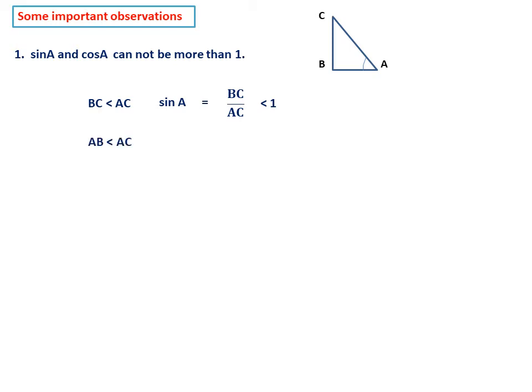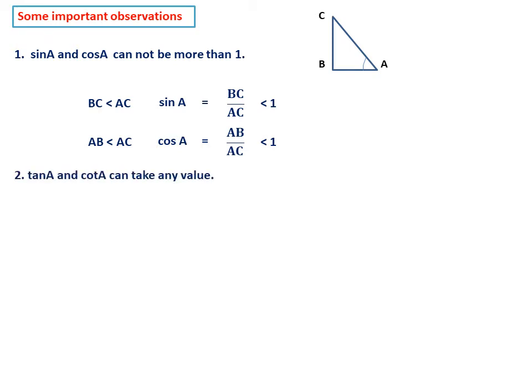Similarly, AB is also less than AC, the other side, the base. Therefore, cos A, if you take it, is AB by AC, and this is also less than 1 in any right angle triangle. So, these two important properties you can remember.